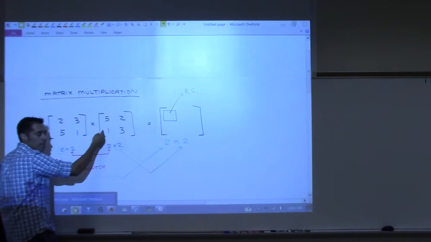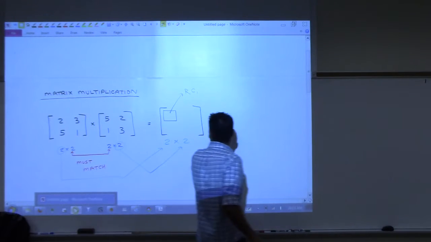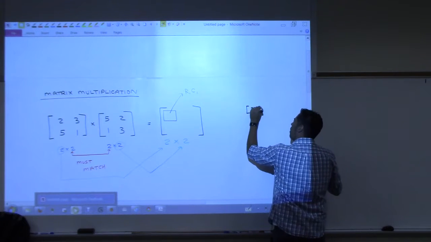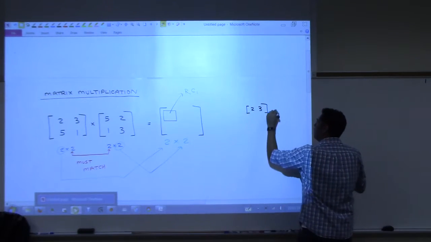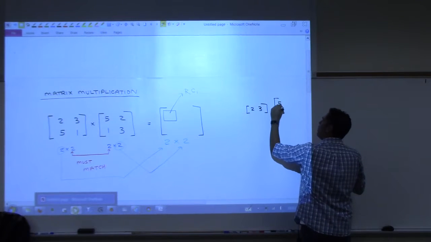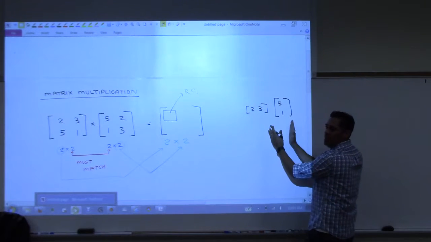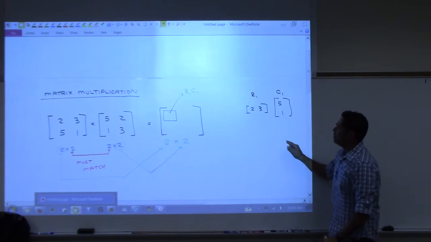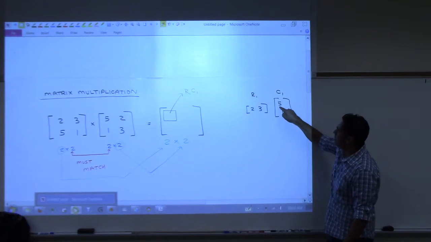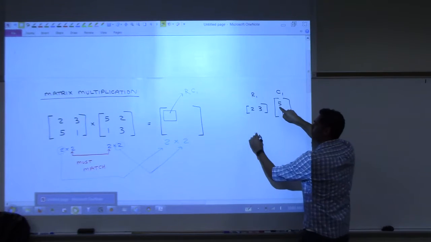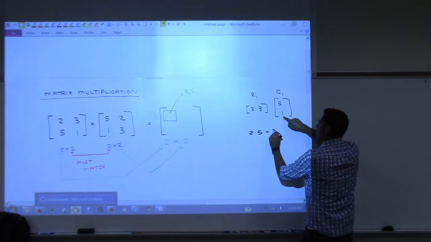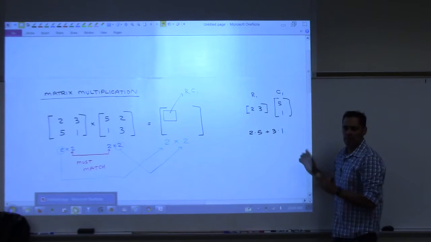You with me? And watch the way I do this. I'm going to write them down separately so you can see them. I'm taking row 1, and here's column 1, 5, 1. I'm doing this like scratch work on the side. This is row 1, column 1. And what I'm going to do is 2 times 5, plus 3 times 1. And then I put this together.